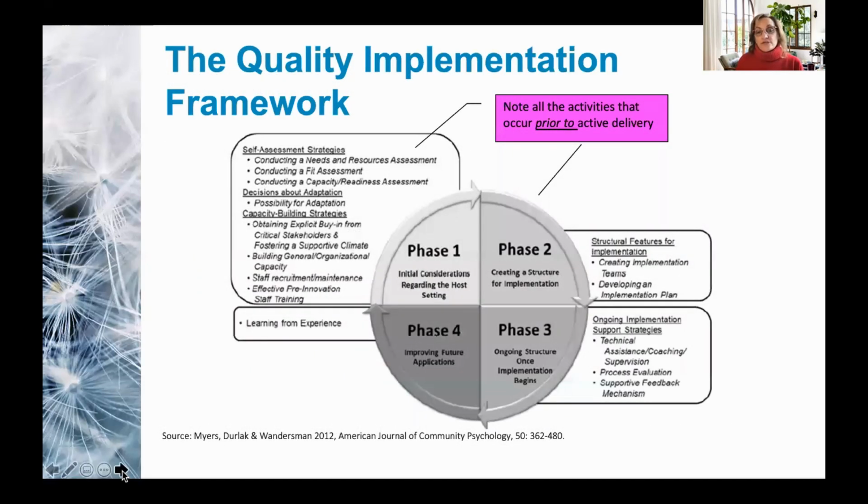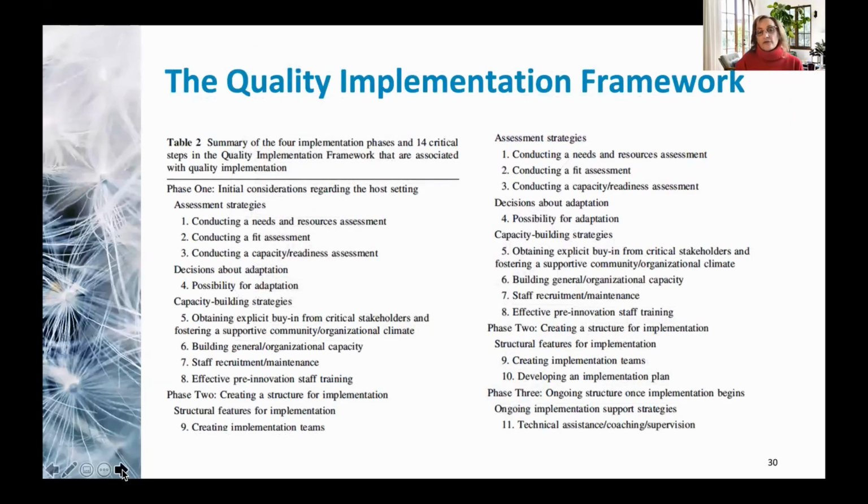The quality implementation framework lays out pretty much the same thing, but it's just another way to show you how much activity happens in planning and preparing for implementation prior to any active delivery, prior to any training. And I think that's a really, if you can only take away one thing from this talk, it's, can't rush to training, need to do a whole bunch of preparation before we get there. And they go further and break down a recipe, as it were, of 14 critical steps in the implementation process that one would need to follow to take an evidence-based approach.